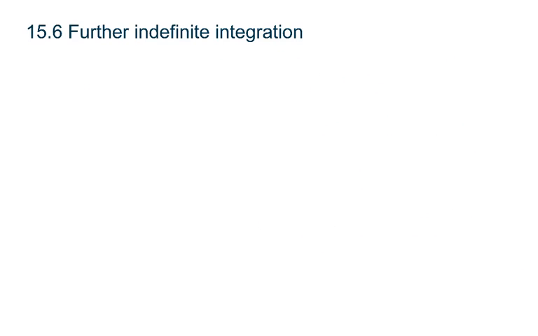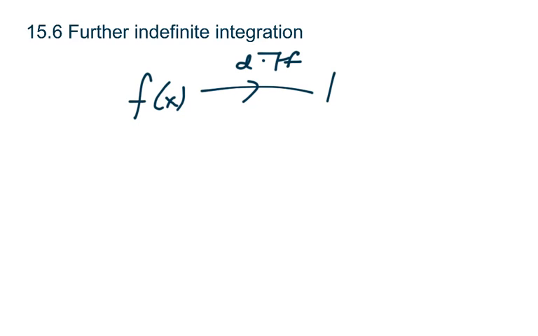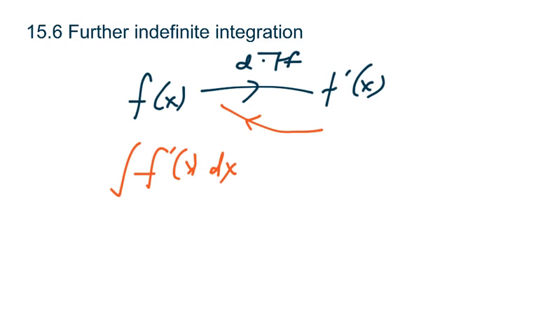Next, we are going to look at further indefinite integration. So we have learned about, if you're given f(x), when you differentiate, you are getting f prime of x. In reverse, if you are integrating f prime of x with respect to x, you will be getting f(x) plus c. So in this particular topic, they are testing you on how well versed you are in knowing the relationship between the forward, which is the differentiation, and the reverse process, integration.